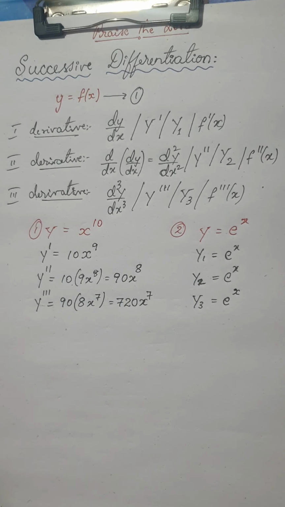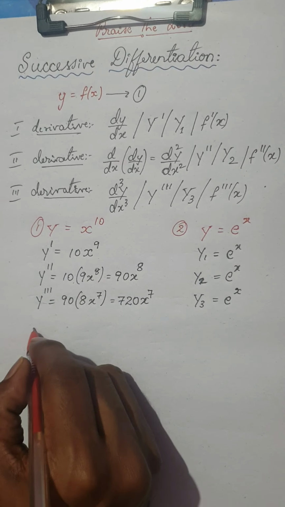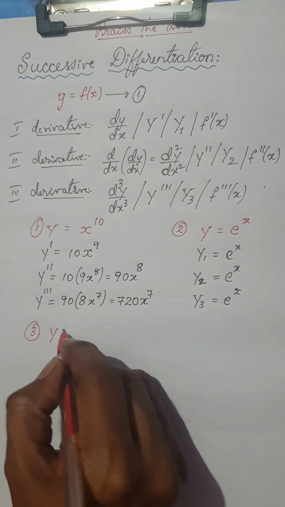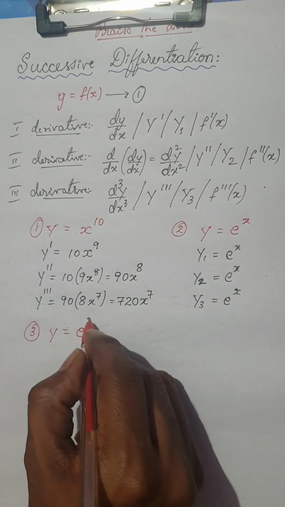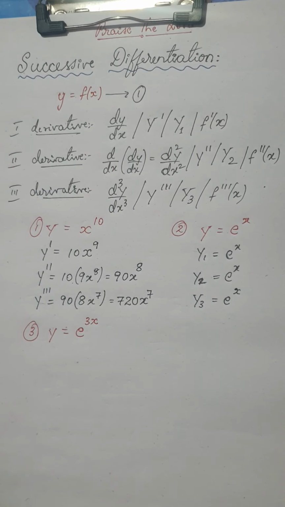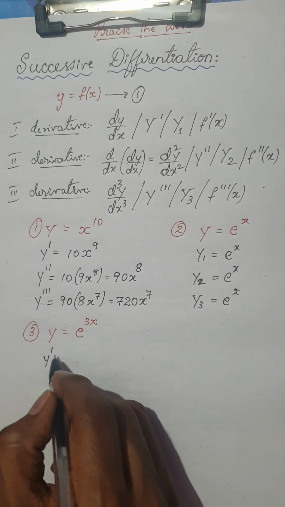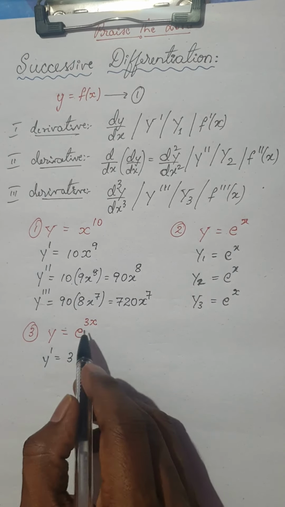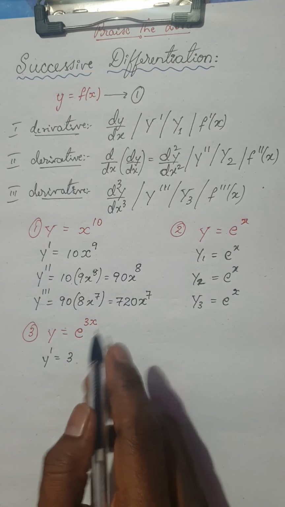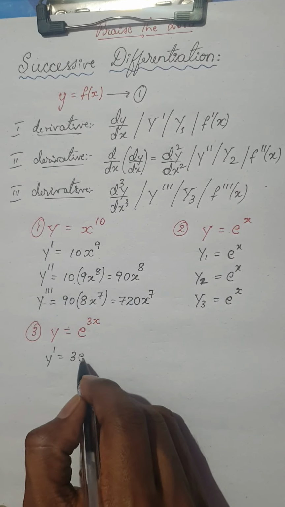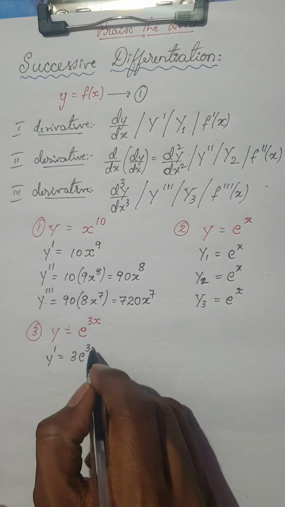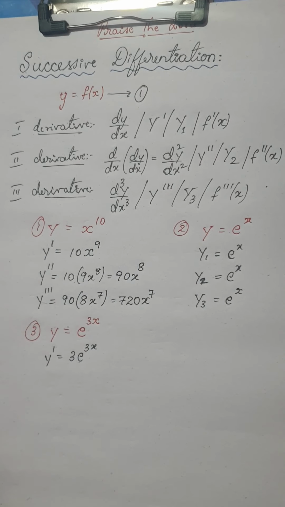Okay, now let me consider another function. Let me take the third one as y is equal to e power 3x. Now consider what happens here. If I take y is equal to e power 3x, the first derivative will be, we know derivative of e power ax is a into e power ax. So it would be 3 into e power 3x. This is the first derivative.